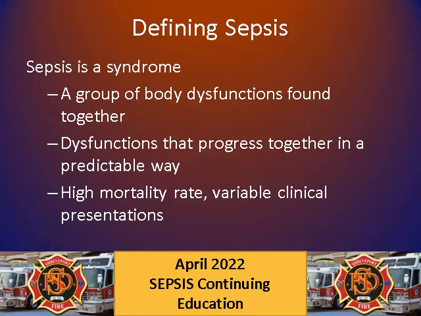So really, understanding that sepsis is a syndrome, a group of body dysfunctions that pertain to different organ systems, and as we'll see in later slides, what does that mean for each organ system? And as these dysfunctions continue to progress, they can progress in a predictable way, which means that organs just stop working, or in an unpredictable way where other organs will affect other organs' functions. So sepsis does have a very high mortality rate, and like we mentioned before, it can present variously in different people.